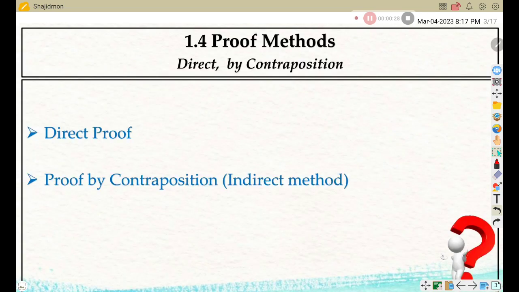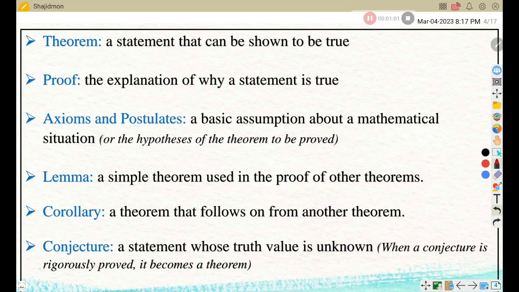Okay, so let's start directly with section 1.4, proof methods. Here we are mainly discussing two methods. One is the direct proof method, and the second is proof by contraposition. First we will discuss the direct proof method, then the contraposition method, or indirect method. So let's go to the first method, the direct method.